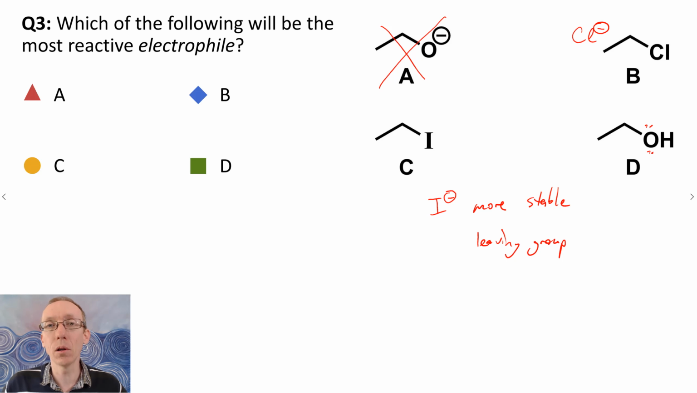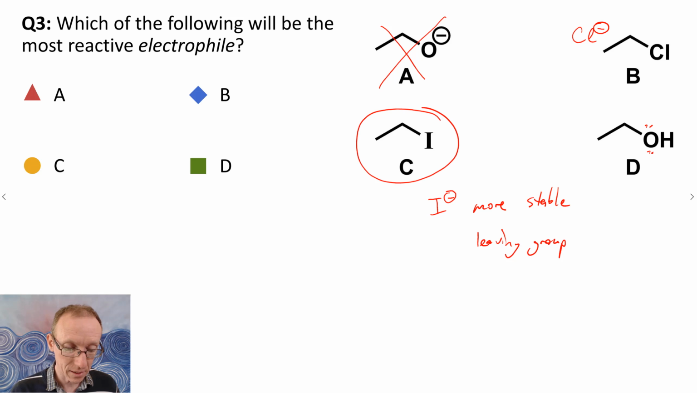We can also talk about the polarizability of the carbon-halogen bond. The lower row elements are more polarizable, and so in many reactions with nucleophiles, the more polarizable carbon-halogen bond will be the more reactive one. But in any case, iodide is a better leaving group than chloride, and so overall alkyl iodides are more reactive electrophiles than alkyl chlorides. And so the answer to this question is C, the yellow circle.